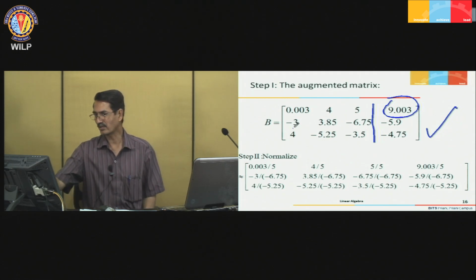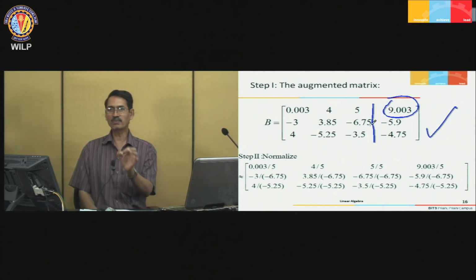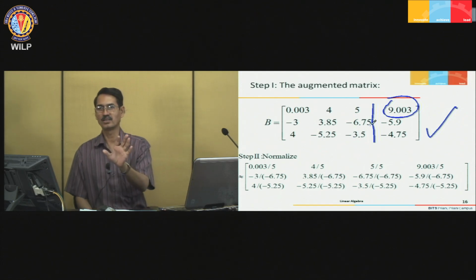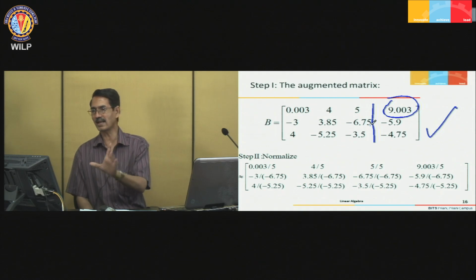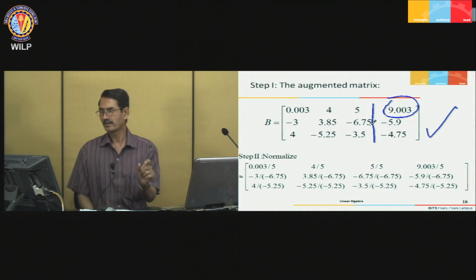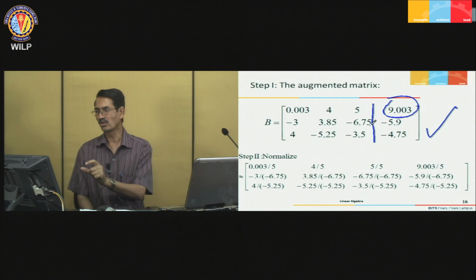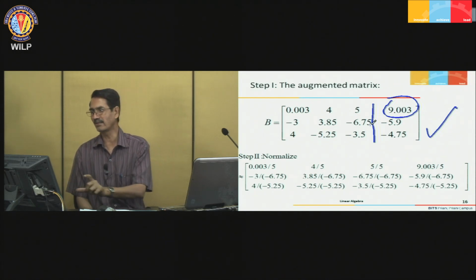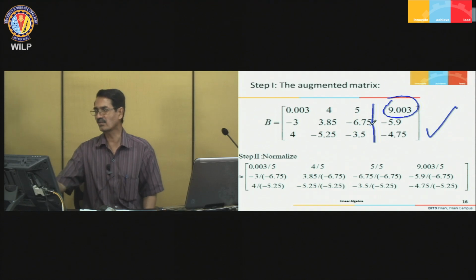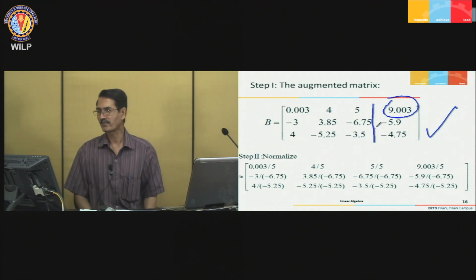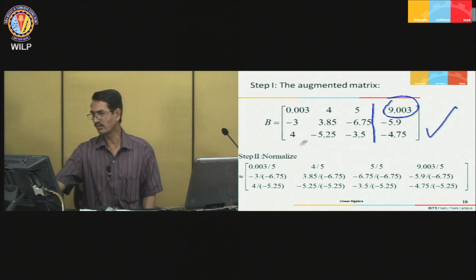Similarly, you see the second row, it is minus 3, 3.85, minus 6.75. So, minus 6.75 is the numerically largest, in absolute value it is largest. So, therefore, multiply the second row by 1 over minus 6.75 or divide the second row by minus 6.75, so that it will be in normalized form. In the third row, if you look at here, 4, minus 5.25, minus 3.5.